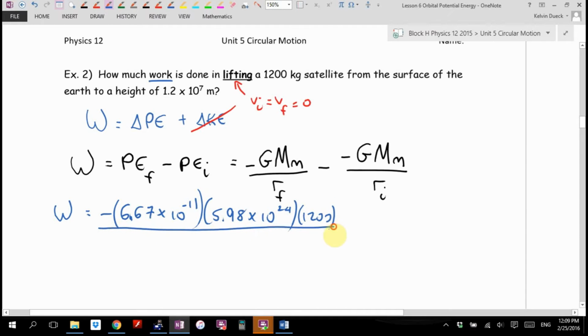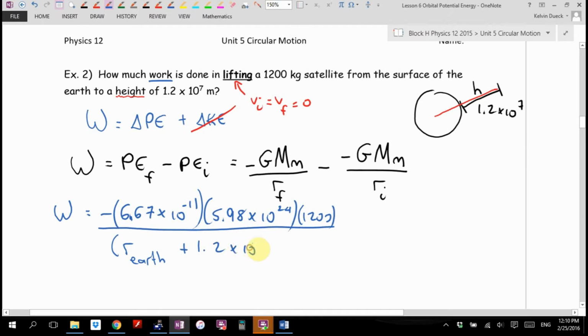Over. What's our final radius? Well, we got to be careful. Mitchell, this question gave me a height. What this question has given me is that this distance here, the height, is 1.2 times 10 to the 7th. But what I want, Manny, is this distance here, the radius. How could I get that? Okay, so in the bottom of this fraction, I'm going to go R Earth, which is 6.3, it's on your sheet, right? Plus 1.2 times 10 to the 7th.